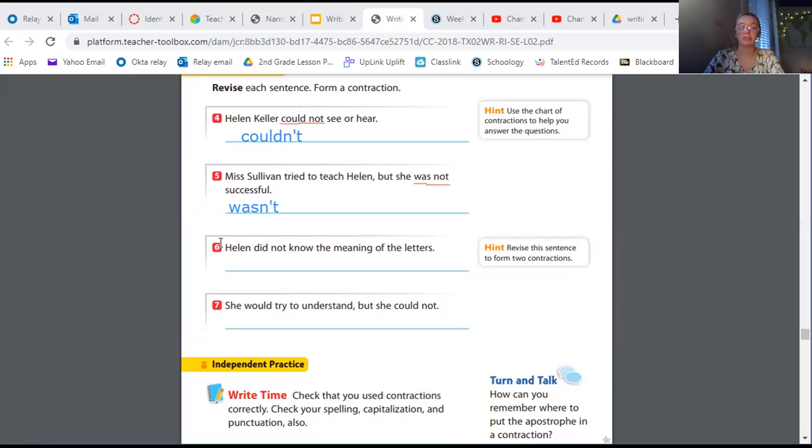Let's try number 6. Helen did not know the meaning of the letters. Hint, revise this sentence to form two contractions. Okay, so go ahead and pause the video. Find your two contractions, write them down, and we'll go over it together.